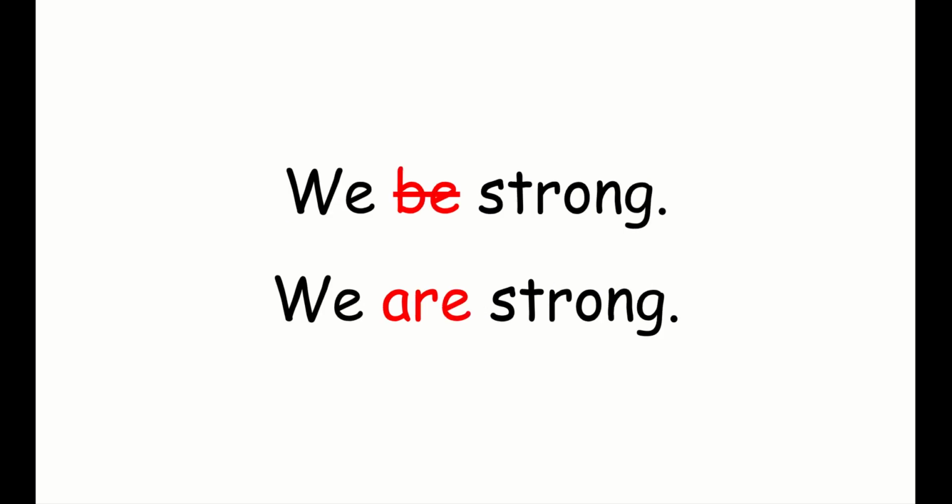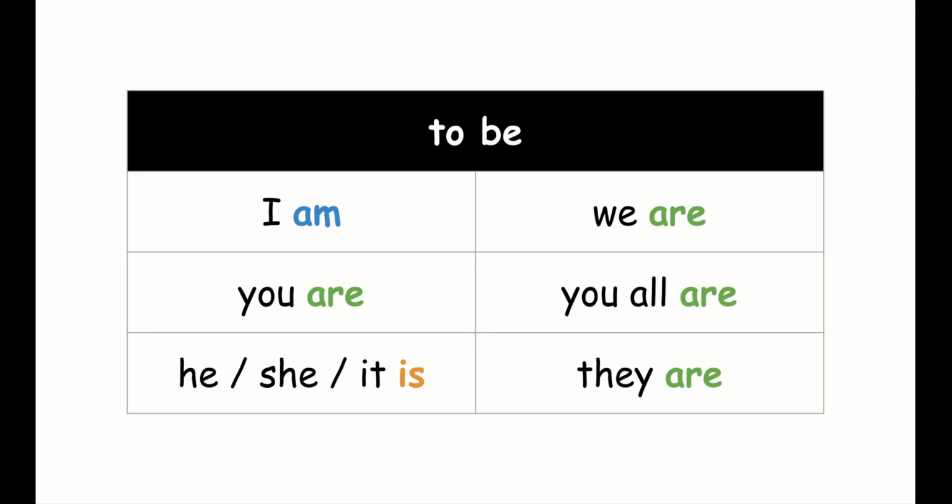If we're talking about I, we don't use is or are. We say I am beautiful. The word be conjugates and changes into the word am. I am beautiful, not I be beautiful. If we're talking first person plural, we say we are strong, not we be strong, and we say you are brave, not you be brave. So here is our conjugation chart in English of the word to be. I am, you are, he or she or it is, we are, you all are, and they are.